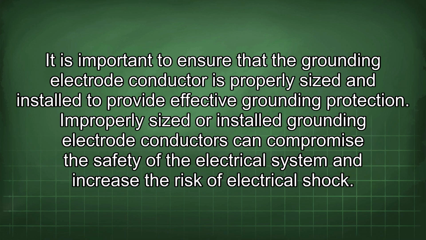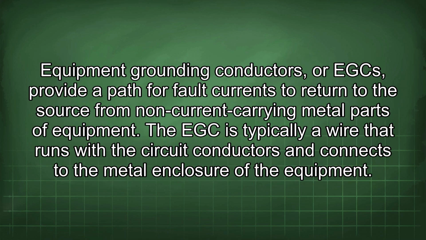It is important to ensure that the grounding electrode conductor is properly sized and installed to provide effective grounding protection. Improperly sized or installed grounding electrode conductors can compromise the safety of the electrical system and increase the risk of electrical shock. Equipment grounding conductors, or EGCs, provide a path for fault currents to return to the source from non-current carrying metal parts of equipment.